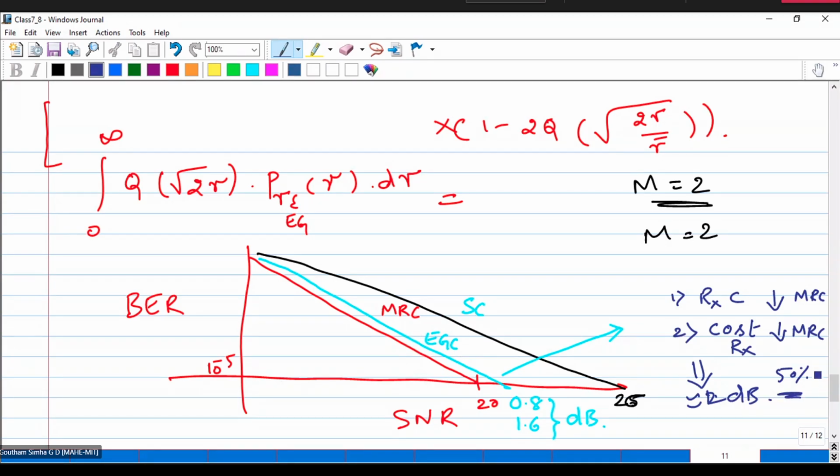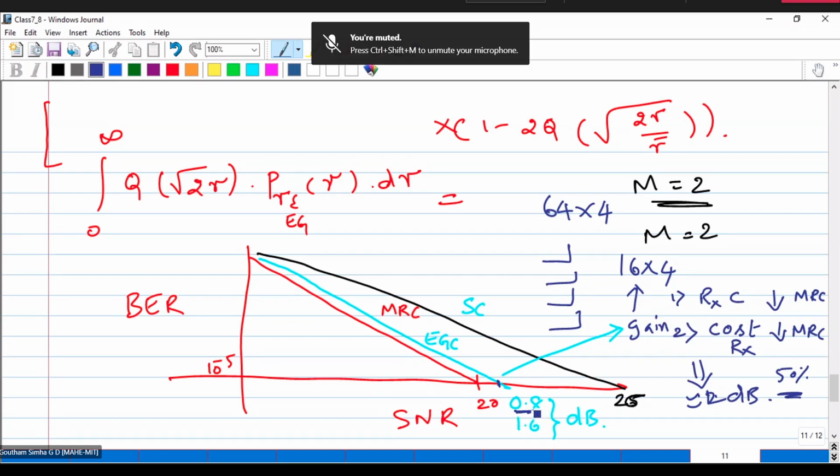I am not worried about this. I am just worried about low computational complexity, and I may have to push in a lot of power here, but that will be compensated with RF switches. Now I can group the 64 cross 4 switches into something like 16 cross 4 switches. Equal gains are being applied, so you will get approximately 0.8 dB lesser compared to MRC.